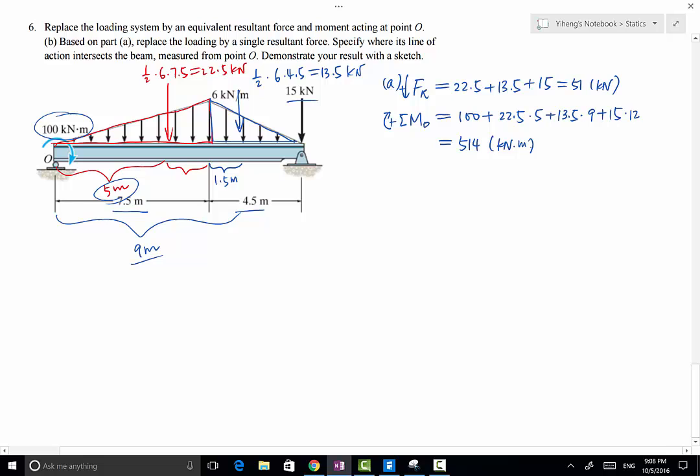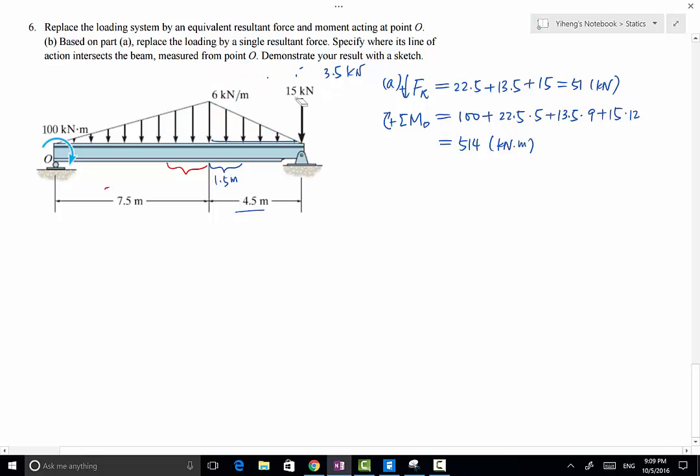Therefore, now we can replace the original force moment system by a single force, a single moment at point O, and that is 51 kilonewton downwards and 514 kilonewton meter moment clockwise. So that's part A.